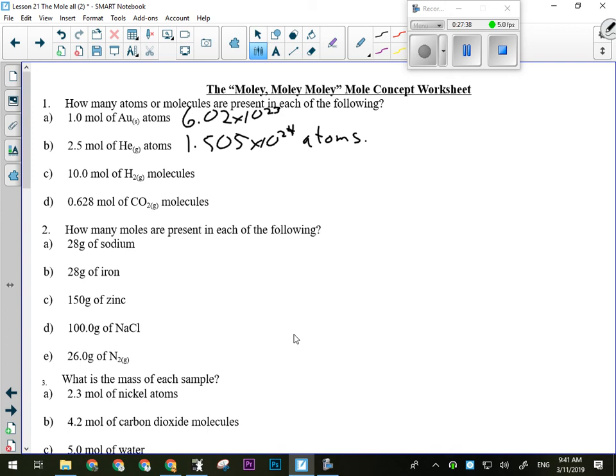What about for C? How many hydrogen molecules in 10 moles? 10 times Avogadro's number. If Avogadro's number is 10 to the 23, and I multiply that by another factor of 10, it's going to be 10 to the 24. Just move the decimal.